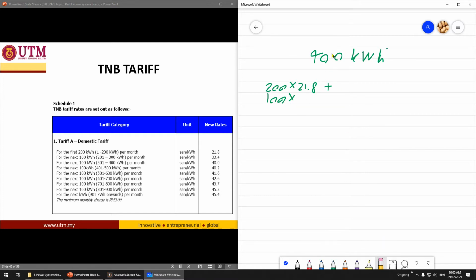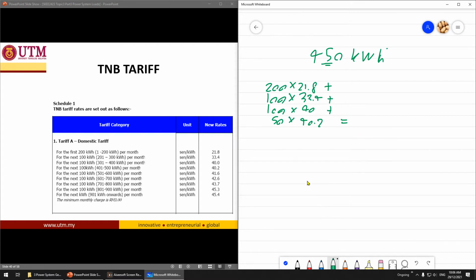maybe this one, I change it to 550. Easier to see. So 100, which is 300 right now, multiplied by 33.4, and then plus another 100 multiplied by 40, and then for the rest, you can see here, 200, 100, 100, this is 400, and then you only have 50 left. So 50 multiplied by, this one already used, this one already used, this one, 40.2. So you get the cost.